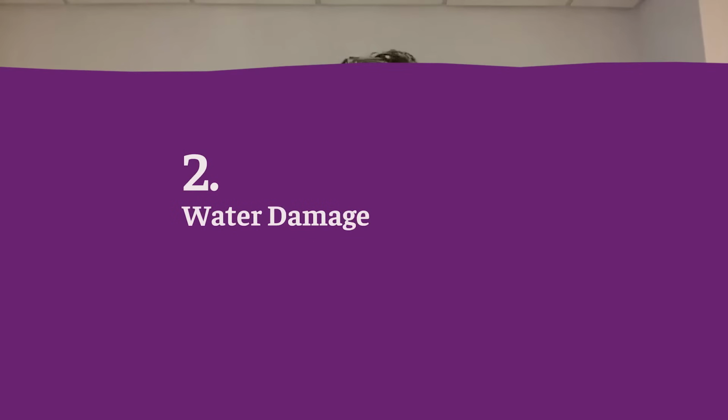Coming in at number 2, water damage. The most predominant of these types of water damage claims are burst pipes or maybe roof leaks. But water doesn't get better with time. Again, take action to mitigate. Photograph, document, retain invoices.